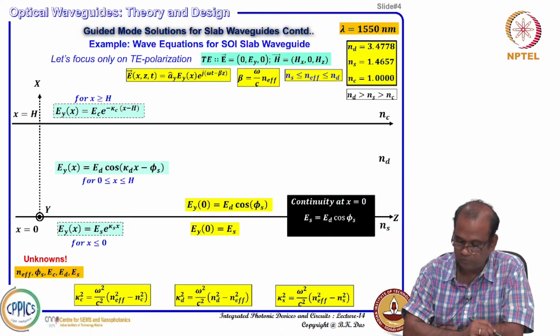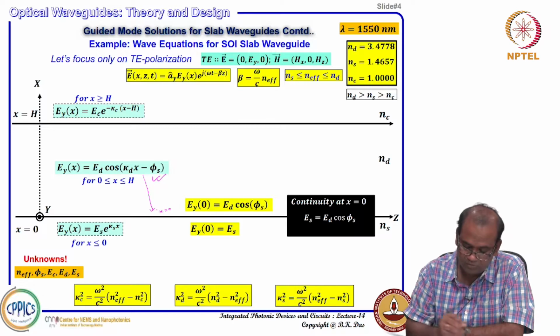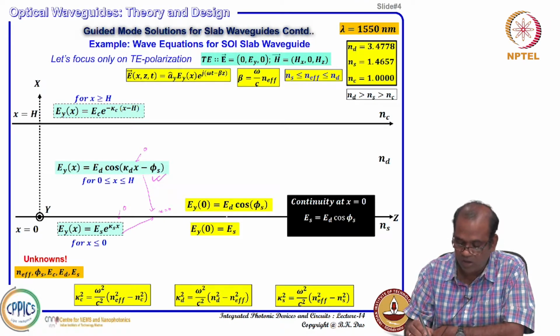So what we do, we have the solution, this one, this is valid from x greater than or equal to 0 to x less than or equal to h. That means this is valid obviously at x equal to 0, and this is x less than or equal to 0. So this is also valid at x equal to 0. That means if I put x equal to 0 here and x equal to 0 here, whatever the value comes, they must be equal. So this is at x equal to 0.